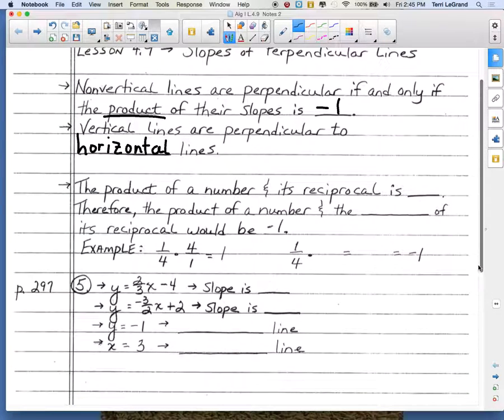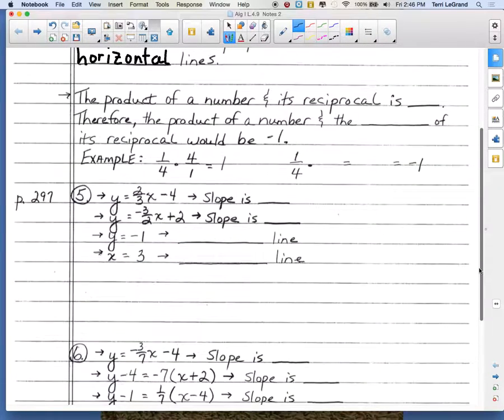Notice, we don't even care about their y-intercepts. They can have the same y-intercept. In other words, they could be crossing on the y-axis at the same spot. They could share the same y-intercept, but they don't have to. So we are going to not worry about the y-intercept today. We only have to worry about the slopes.